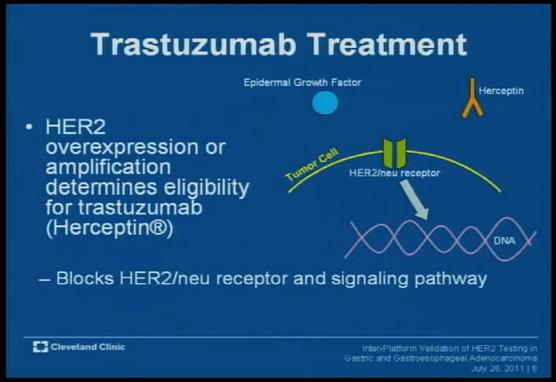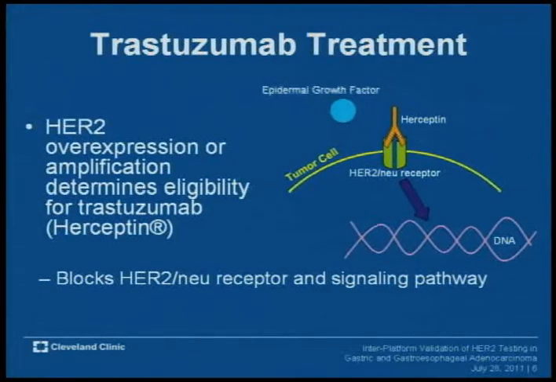So how does this all connect? Well, trastuzumab treatment eligibility is determined through HER2 overexpression and amplification. And how Herceptin works is the following. The epidermal growth factor, as you can see in the picture, should bind as a ligand to the HER2 receptor, and this will establish a signaling pathway that expresses the HER2 gene and leads to amplification in the future. However, Herceptin binds to the HER2 receptor and therefore blocks the binding of the epidermal growth factor to the receptor and also blocks the signaling pathway.